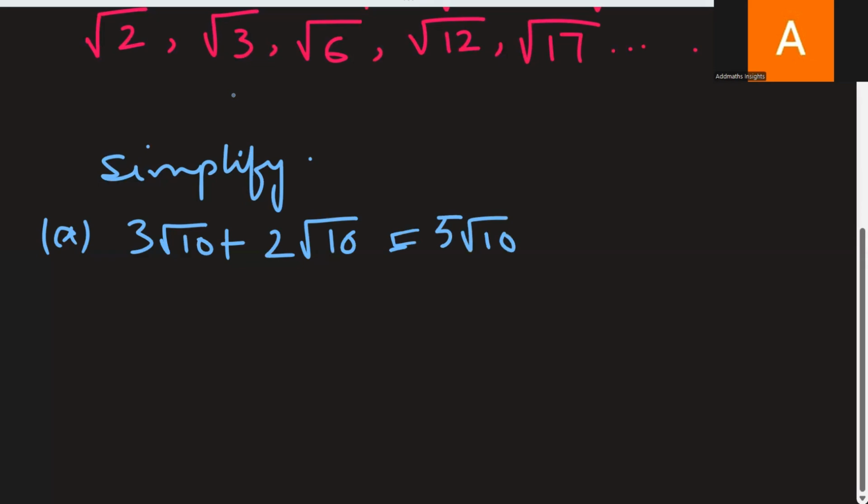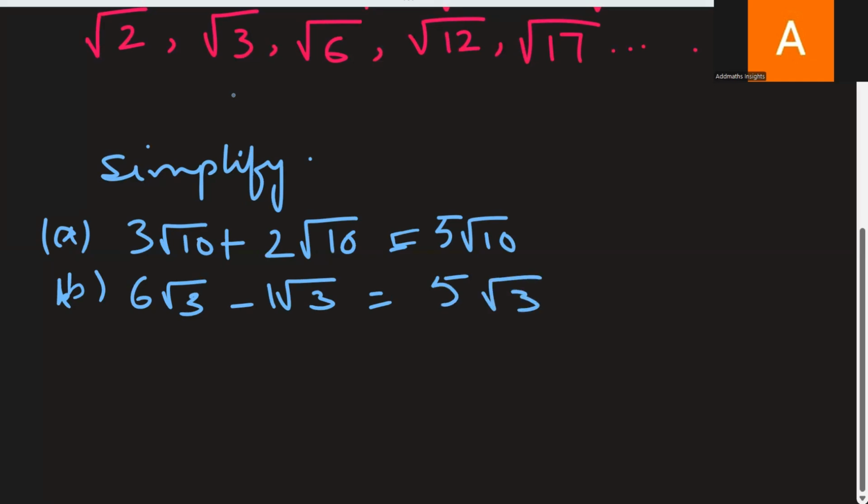In the same way, you can subtract them. For example, 6 square root of 3 minus square root of 3. So we assume that this is 1. So 6 minus 1 is 5. So you write here 5 square root of 3.